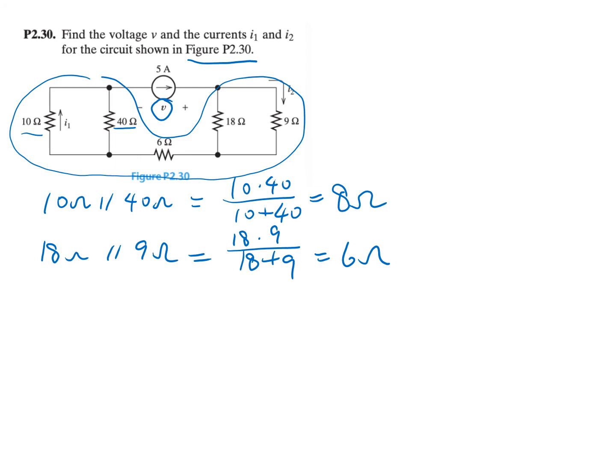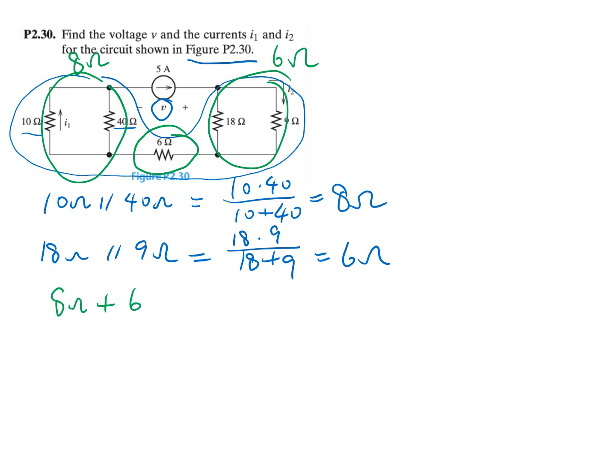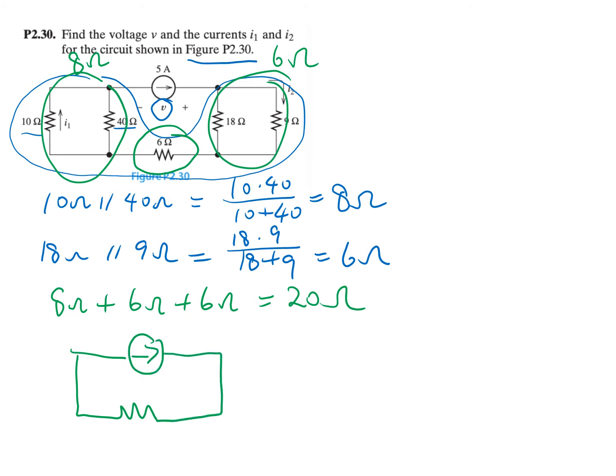And in that case, we'll combine this part to be 8 ohm, this part to be 6 ohm, and these three are connected in series. So we have 8 ohm plus 6 ohm plus 6 ohm. That is 20 ohm. So now we can redraw the circuit like this. This is 20 ohm, this is 5 A, and we are going to find the value of V. So V is equal to 5 times 20 ohm, which is 100 volts.